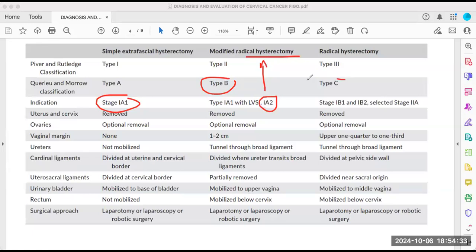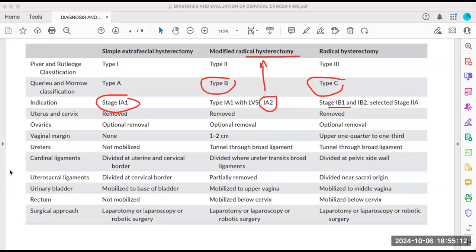The type C, or the radical hysterectomy, not the modified radical, starts from 1B1. So from 1B1, I'm starting the radical hysterectomy. For 1A1, if the patient does not require fertility preservation, according to her risk, let's say the patient is of old age and she doesn't want the local treatment, or she has any other problem that necessitates hysterectomy, we can perform simple extrafascial hysterectomy.